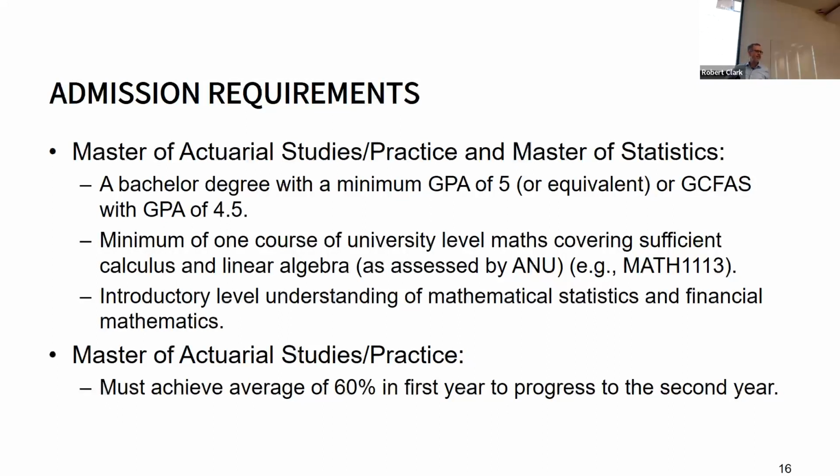For the Master of Actuarial Studies practice, I'll just mention as well that there's a progress requirement. After your first full-time equivalent year, so that's 48 units of study, you need to have achieved an average of 60% from your courses in that first year in order to progress to the second year. One of the reasons for that requirement is that the second year is more challenging, so we don't want to set students up to fail. We want students to have done well enough in the first year that they realistically are going to get through the second year.